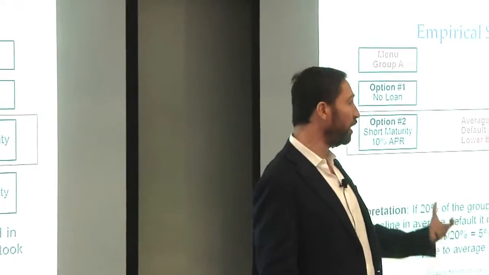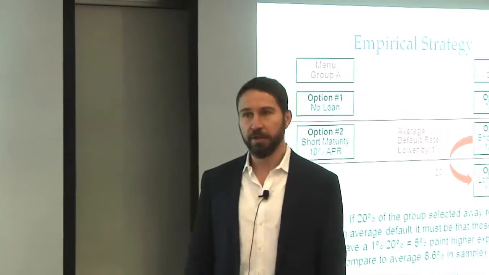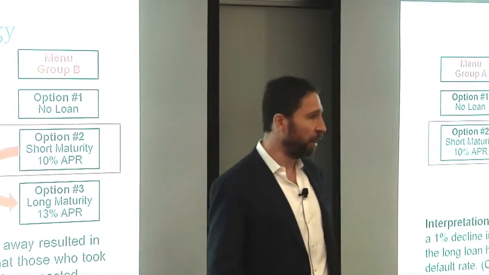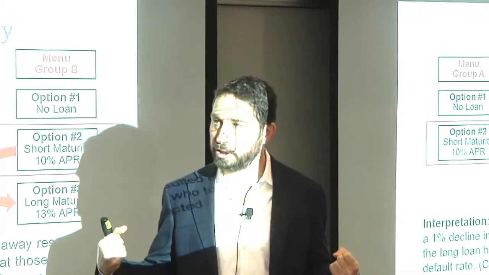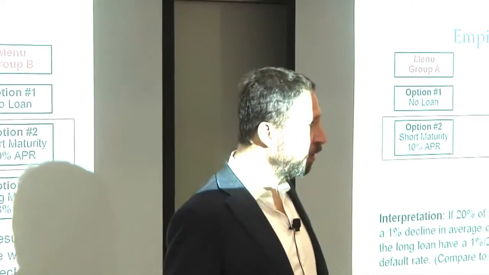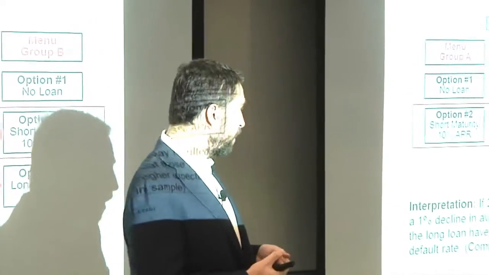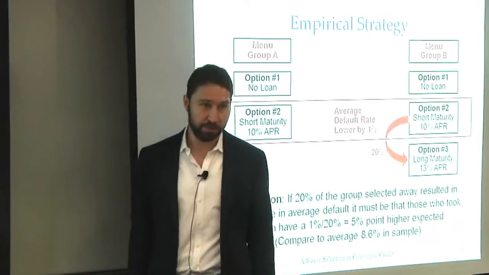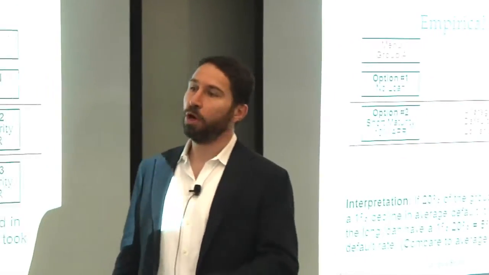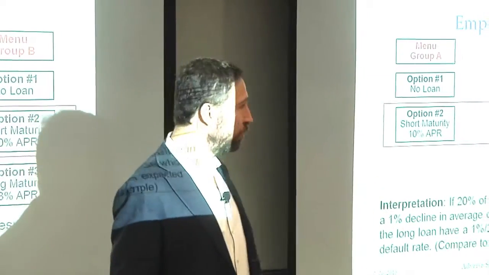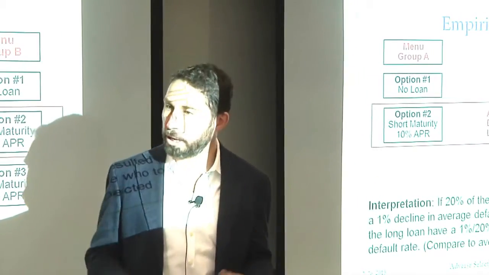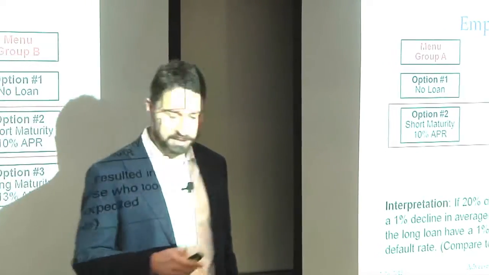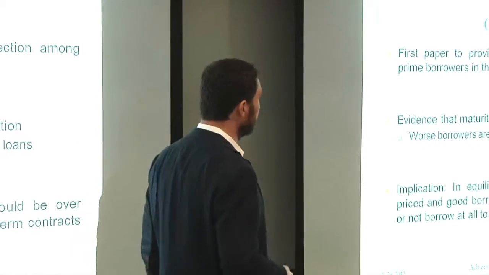Now, amongst these very high quality prime US borrowers, that's a big deal. The average default rate in our sample is about 8.6%. So that's a pretty big change in the expected probability of default based on maturity choice, where you're only opting out for 2 more years. So the basic evidence here is that worse quality borrowers will opt towards long maturity loans, and that even amongst very high quality US borrowers, adverse selection seems to be an important pervasive phenomenon. So that's essentially our conclusion.